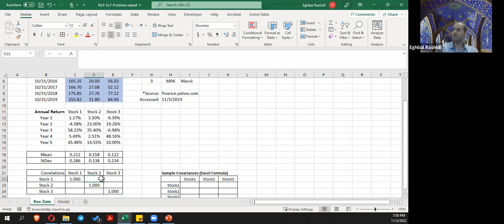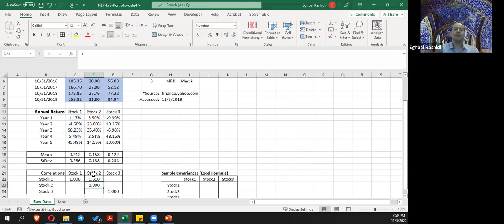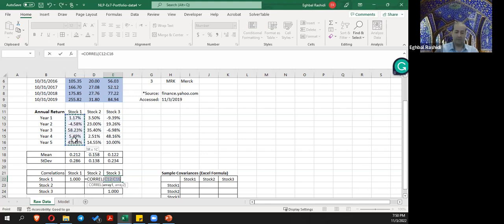So this matrix actually is symmetrical. So I only need to find stock one and stock two, stock one and stock three, stock two and stock three, and these three values are going to be equal to these three other values above the diagonal. So this is CORREL of stock one and stock two. I'm going to pick stock one first, comma, stock two second, and I'm going to hit enter, and I'll get 0.61. Okay. So this is stock one and stock three.